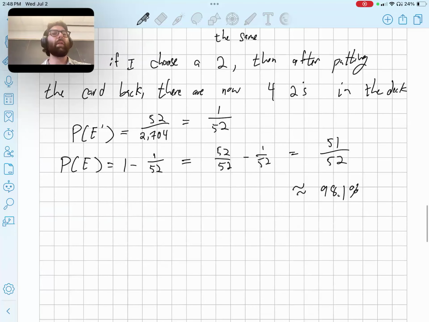Okay, so complementary probability is very helpful in certain cases where the complementary event is much easier to enumerate than the event you're actually looking for. Okay, that's going to be all for this video.